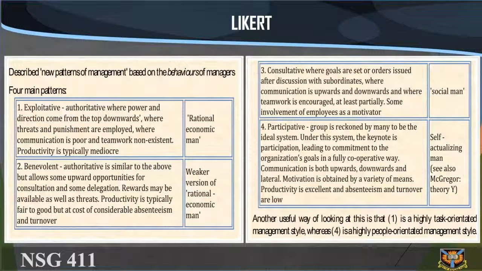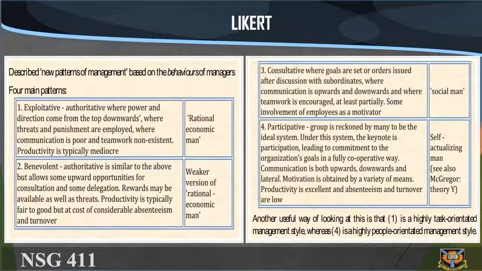Under this system, the keynote is participation, leading to commitment to the organization goals in a fully cooperative way. Communication is upwards, downwards, and lateral. Motivation is obtained by a variety of means. Productivity is excellent, and absenteeism and turnover are low. Self-actualizing man. We also see McGregor's theory Y.